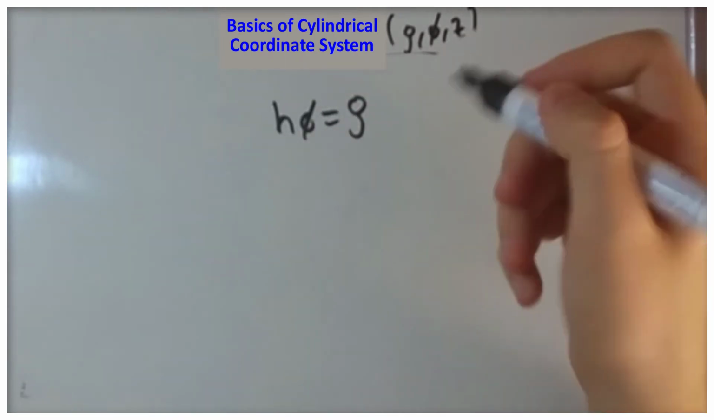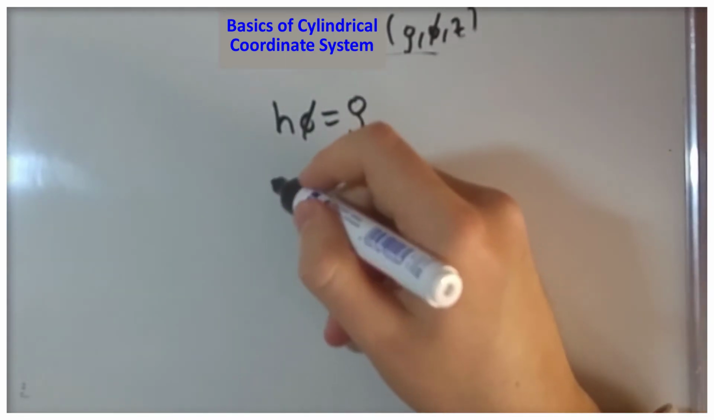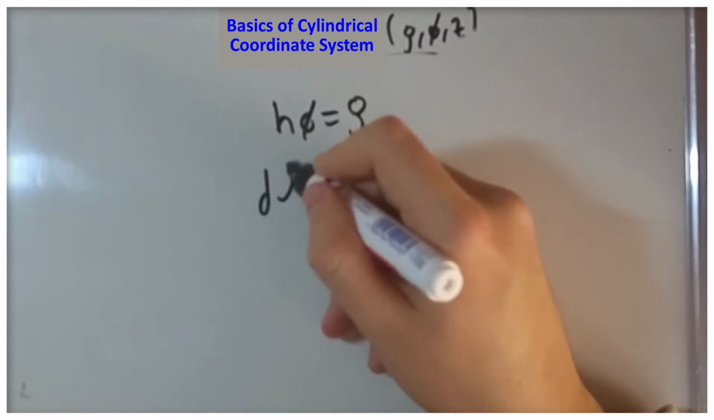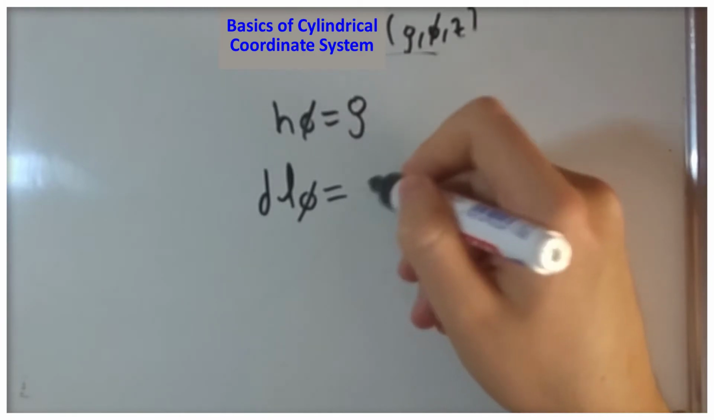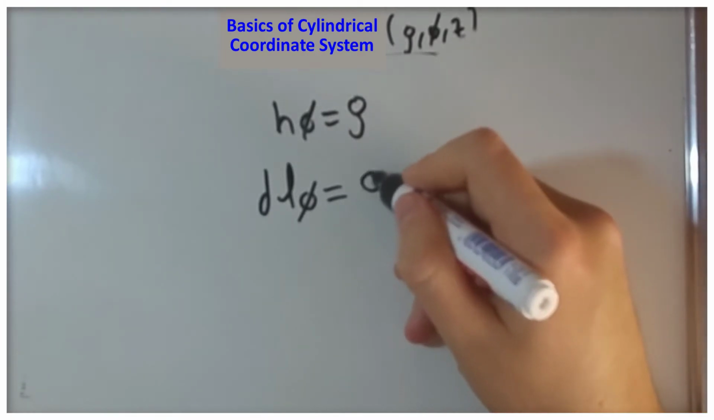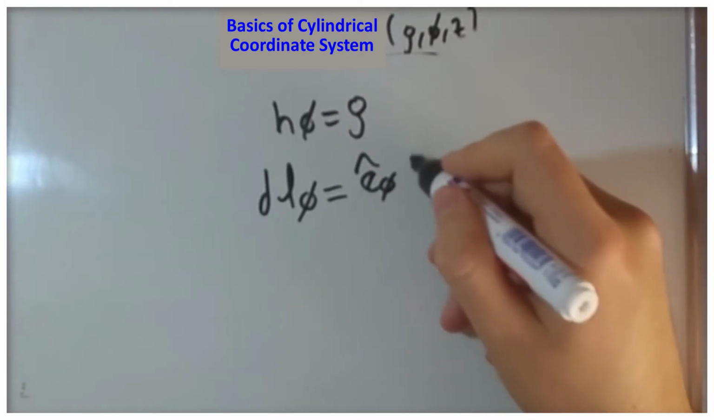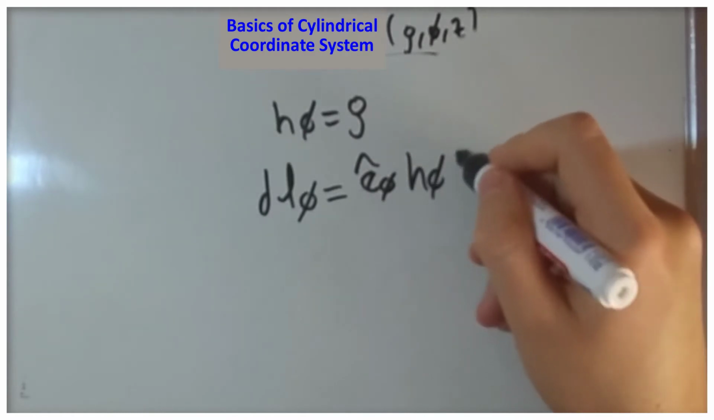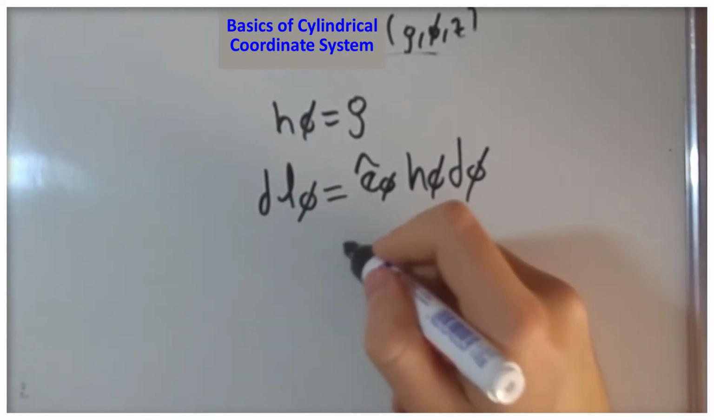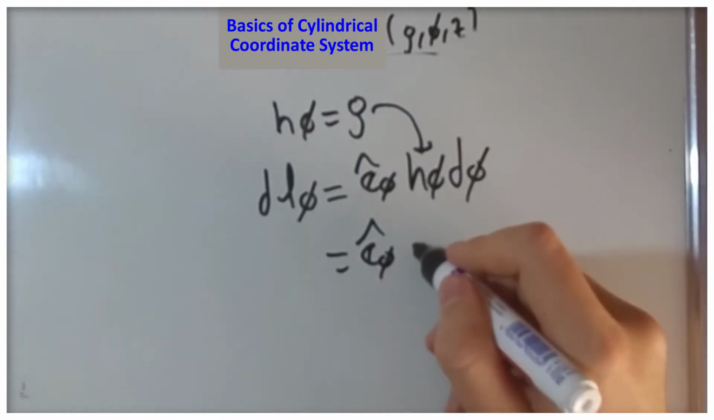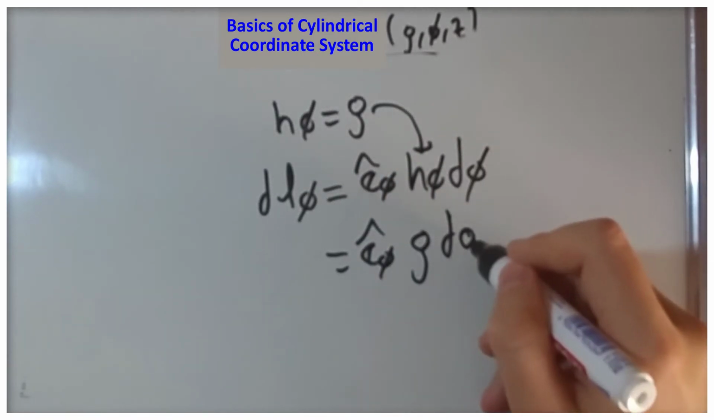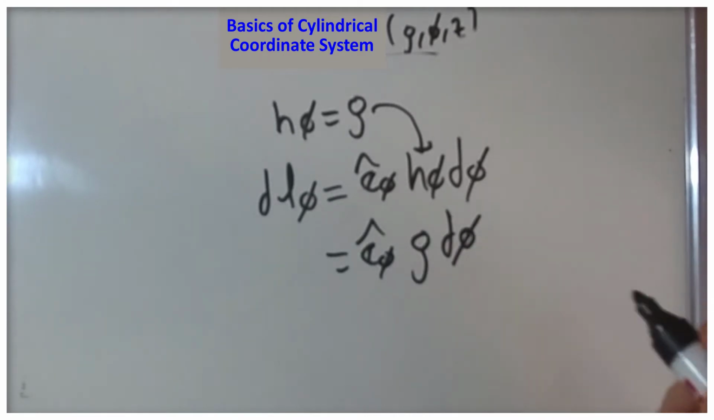Since h phi is rho, what I write for dl phi, the corresponding direction vector, is h phi d phi in the direction of e phi. Then I write in the direction of e phi, rho d phi, friends.